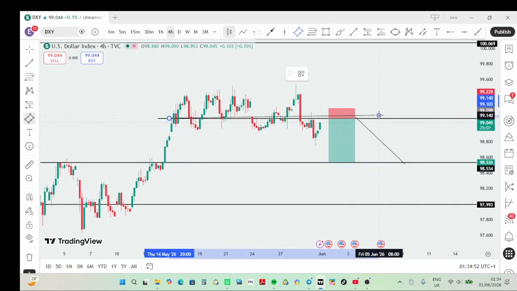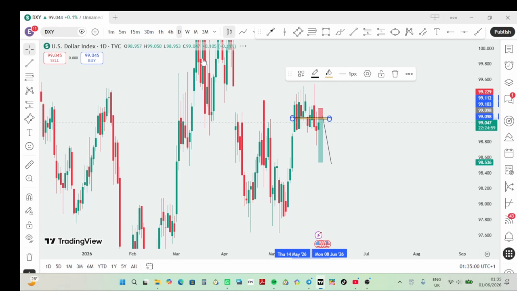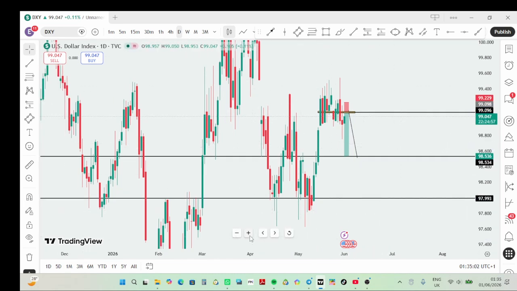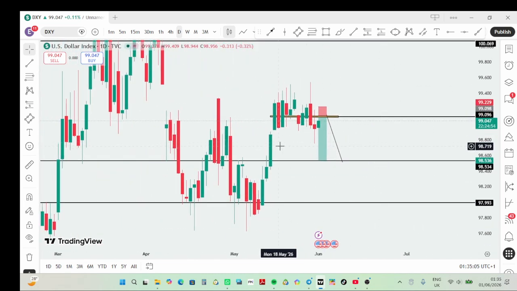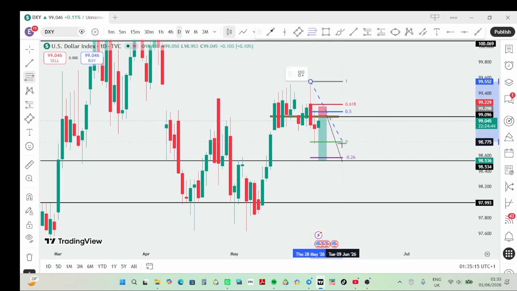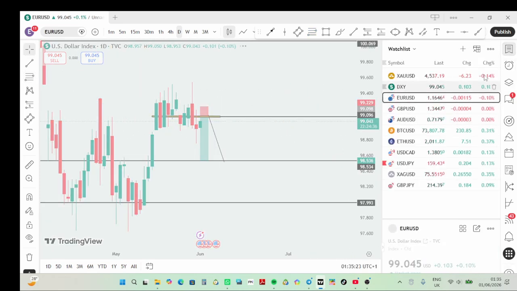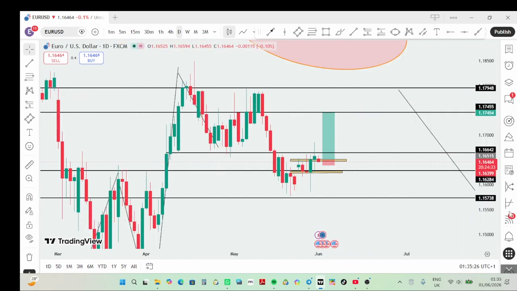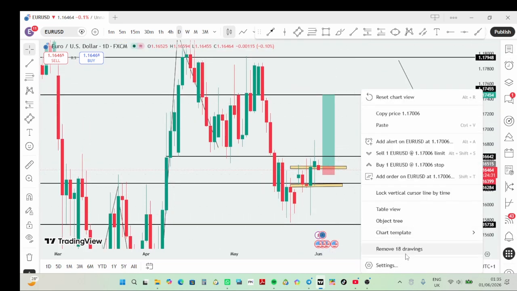So DXY, once I see a strong forward reversal candlestick or a strong commitment on daily, a rejection candlestick on daily, then I'll be looking for a sell on DXY to this level. Exactly, so that is DXY. Let's go to EURUSD. As I said, I'm expecting DXY to sell.